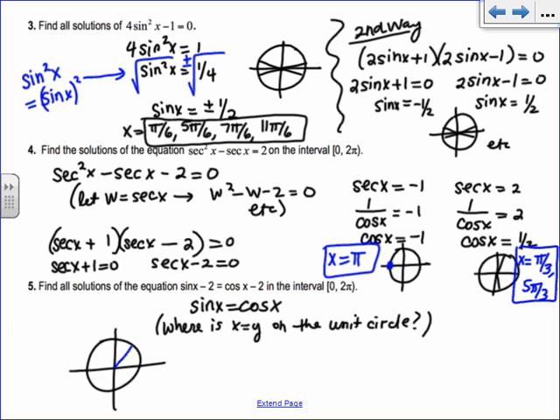So what we're saying is, where is x equal to y on the unit circle? Okay, so it's going to be right here and right here. So we're going to have x equals pi over 4, and the other one is going to be 5 pi over 4. Okay, getting used to it? All right, let's try a couple more.